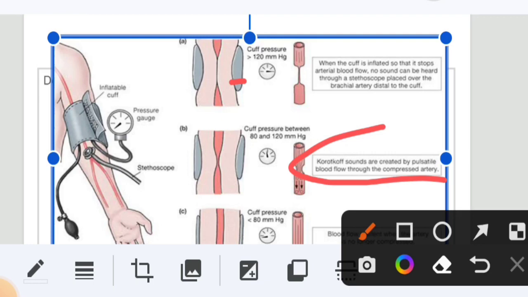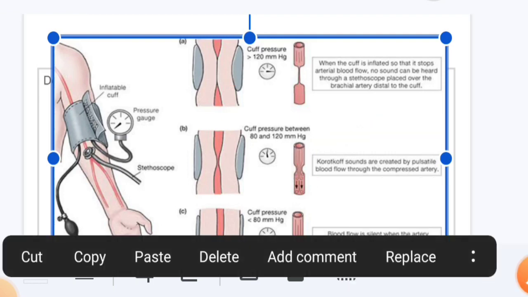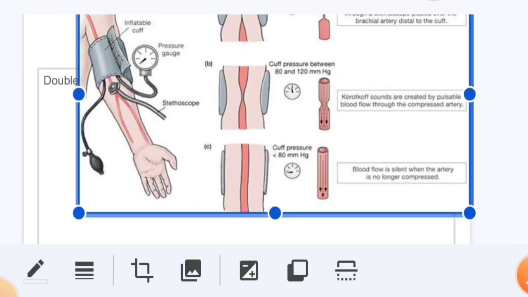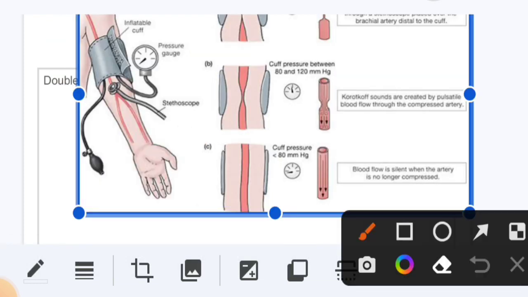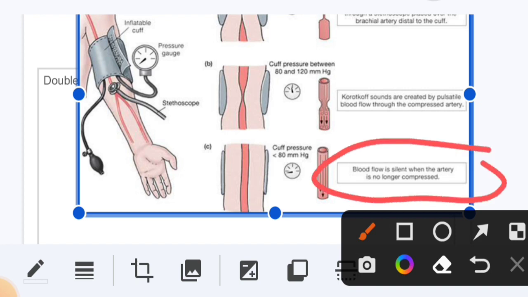Even a little blood flows through the compressed artery, and then we hear the sound. The first time we hear the sound is called systolic BP. Then the blood flow is silent when the artery is no longer compressed. If the blood relaxes completely, the artery is no longer compressed.